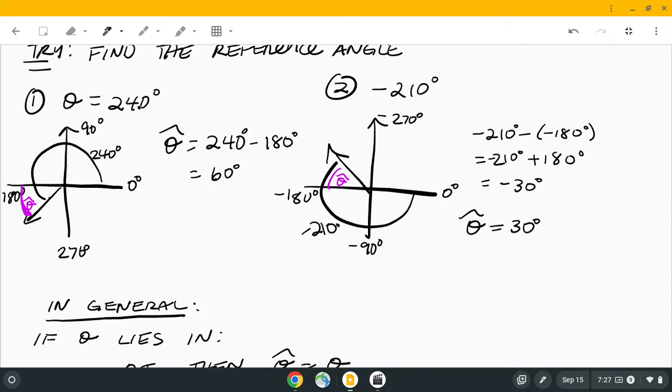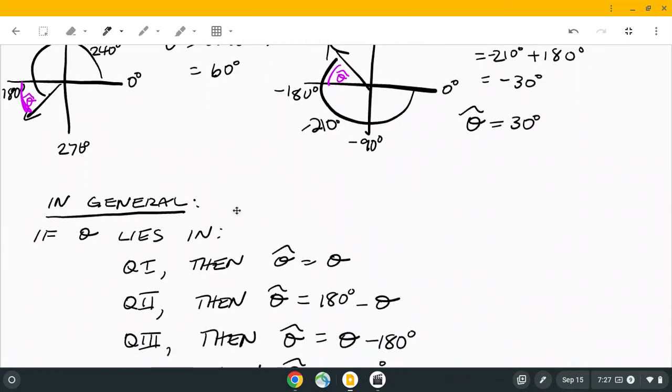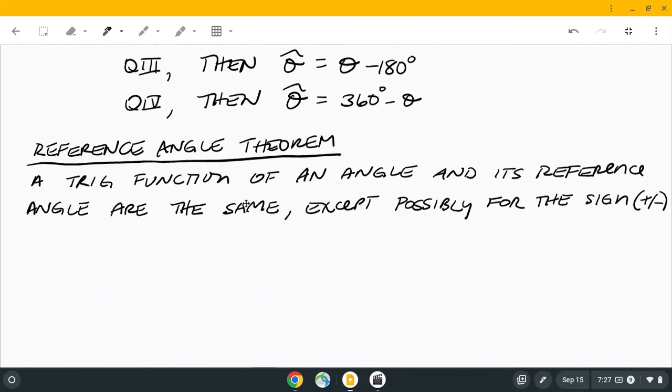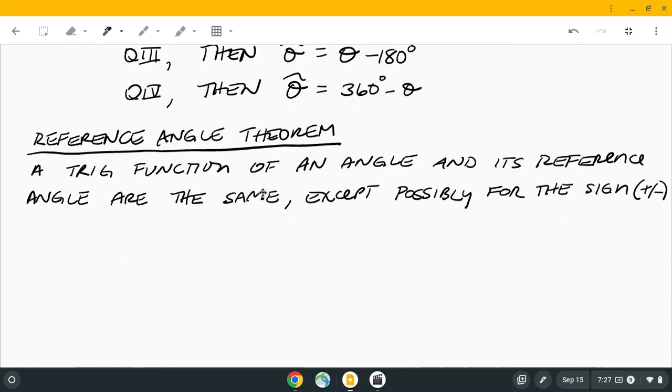Same thing with this one. The sine of 240 will be the same as the sine of 60, but positive or negative. The cosine of 240 will be the same as the cosine of 60. The tangent of 240 will be the same as the tangent of 60. All with the possible difference of the sign. So how do we know if it's going to be negative or positive?